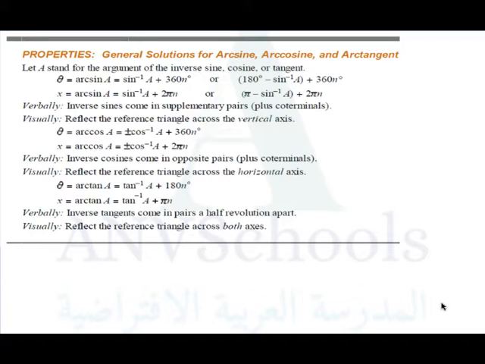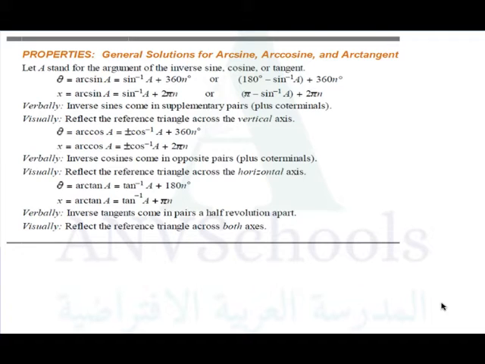In general, here are the properties for the general solutions for arcsine, arccosine, and arctangent. Let A stand for the argument of the inverse sine, cosine, or tangent. Then theta will be equal to arcsine of A, which is equal to arcsine of A plus 360 degrees n, or equal to 180 minus arcsine of A plus 360 degrees n. So these are the two forms of the solutions.